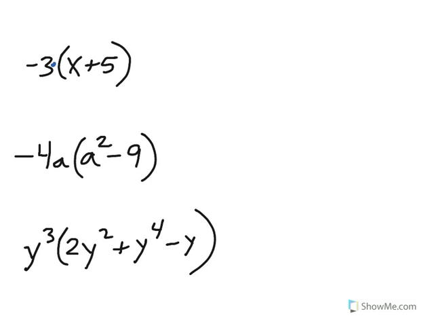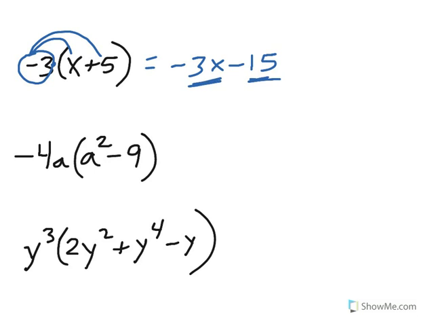So we're going to have to use a lot of distributive property in this section. We have to remember to take this negative sign with it. If you see a -3, it's got to go with it. So I'm going to multiply this by both terms, and I end up with -3x and -15. And since those are not like terms because one doesn't have an x, I'm done.